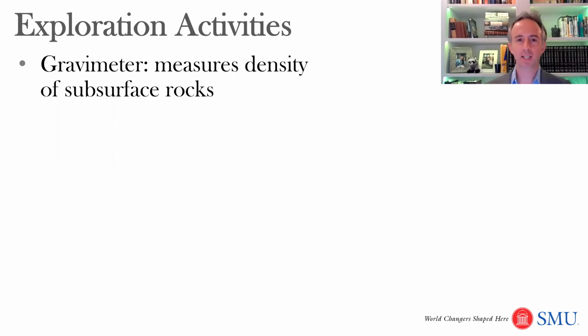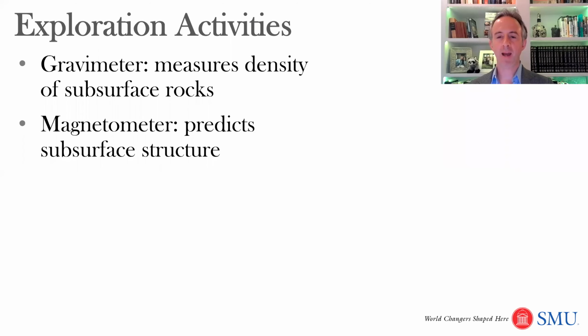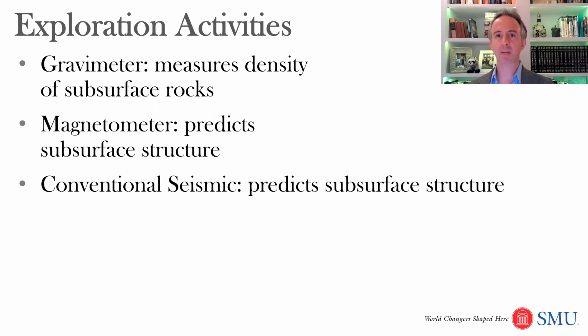And one of the most basic things you could use to measure the rocks underground is a gravimeter. That will measure the density of those subsurface rocks, and that will give you clues about what kind of rocks are in your property. And you may have a sense that certain formations are particularly likely to hold oil and gas. You can also have a magnetometer that predicts the subsurface structure. You can have conventional seismic imagery, which again predicts subsurface structure by shooting audio waves and seeing how they are reflected back from the surfaces beneath the earth.